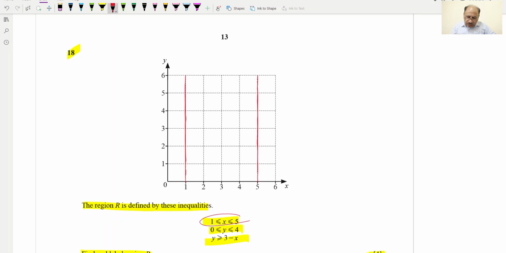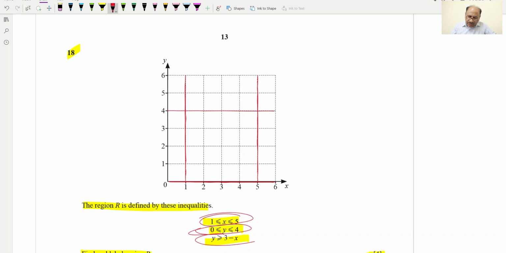So this is for the first inequality, which is x is greater than or equal to 1 and less than or equal to 5. Y is greater than or equal to 0, which is y is equal to 0, will be the x-axis. This line I'm drawing for your understanding, and then y less than or equal to 4. So we can draw this line, this will be less than or equal to 4, and then this second one is also done.